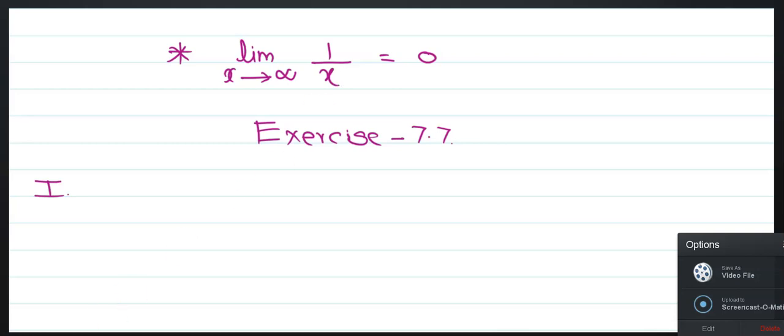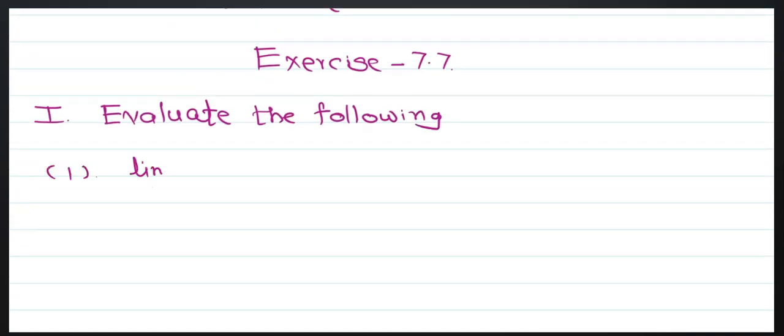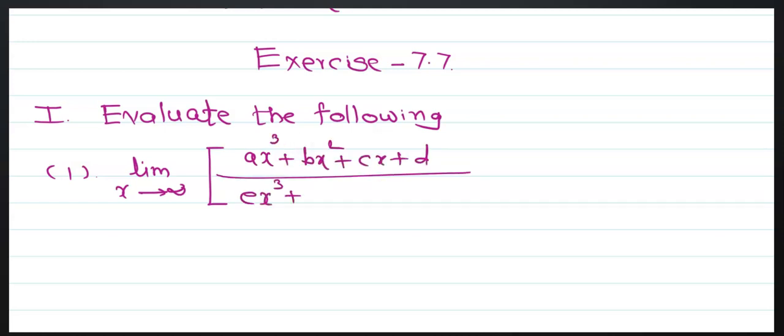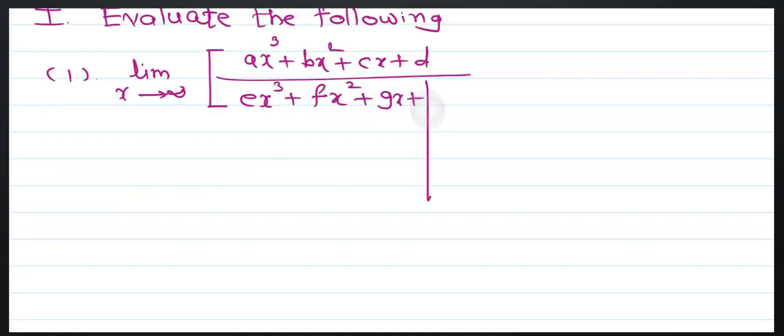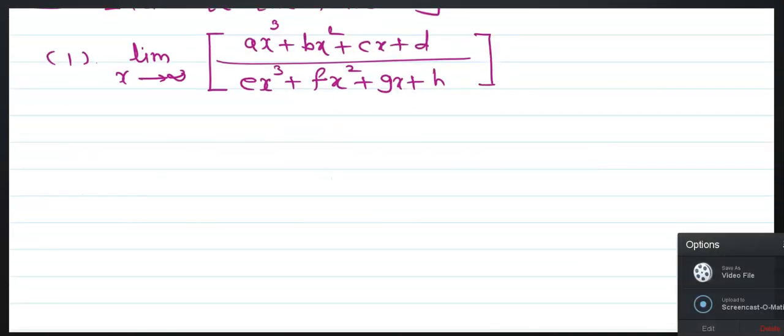Now we'll start exercise 7.7. Now the first example. Evaluate the following. First is the limit as x tends to infinity of (ax cube plus bx square plus cx plus d) upon (ex cube plus fx square plus gx plus h). Now in this case, the highest power of the denominator is x cube, and the numerator is also x cube.